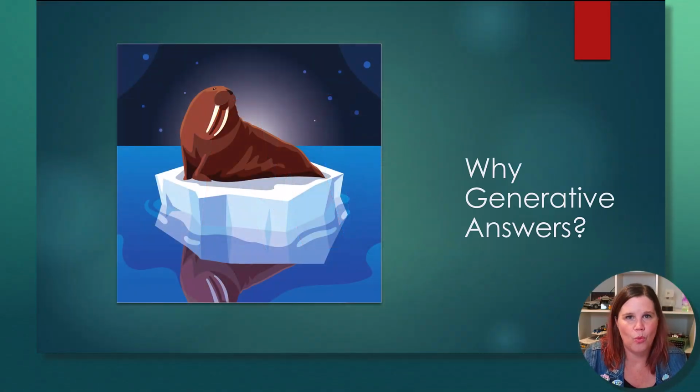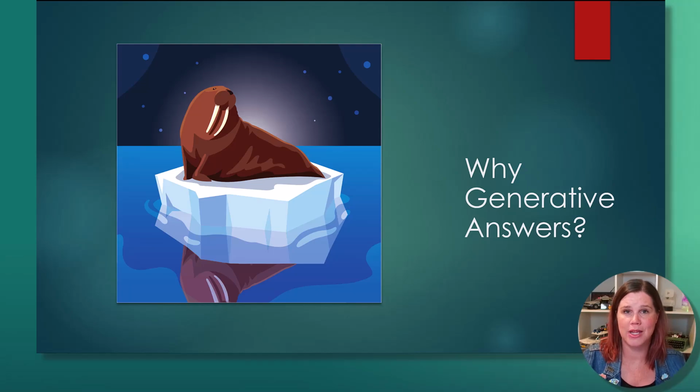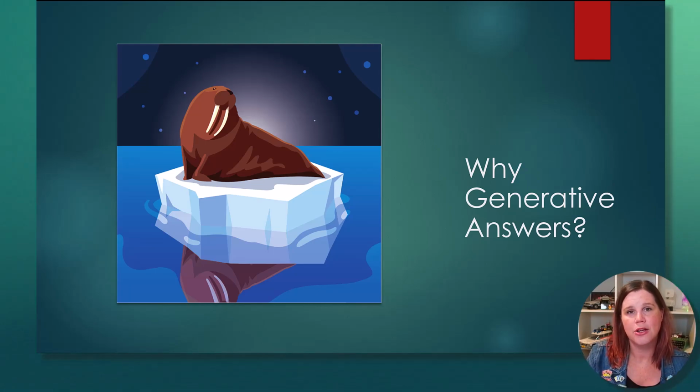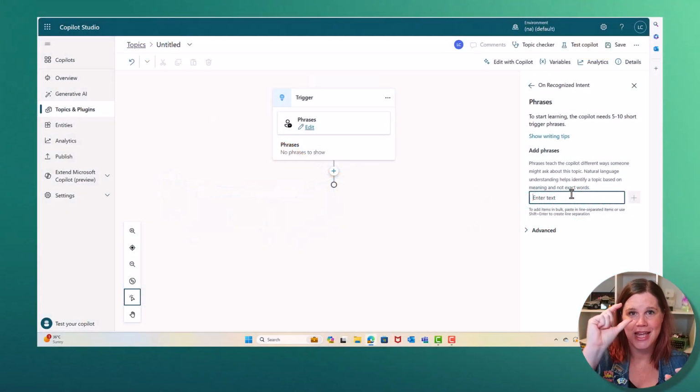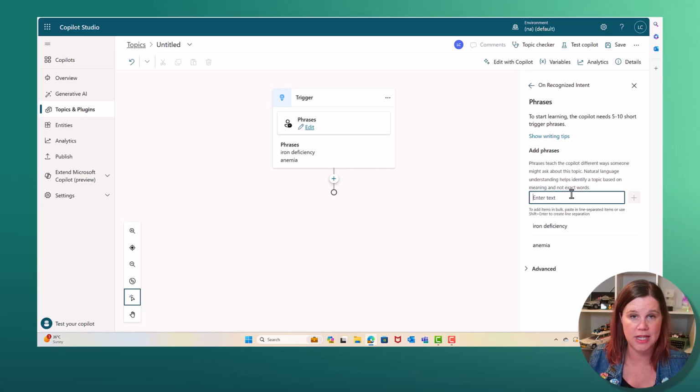So first up, why Generative Answers? Why would you even use this? When you're creating a Copilot or a chatbot, traditionally we used to have to build out topics. Here's a particular topic. If people put in these particular key phrases or trigger phrases, then we want to go down this conversational path. And we absolutely can still do that.